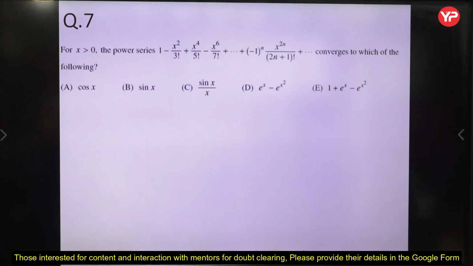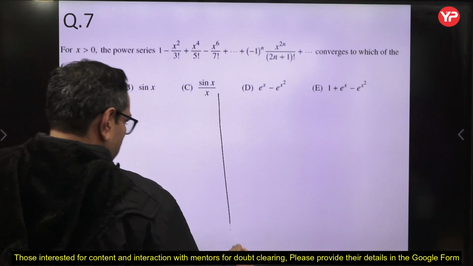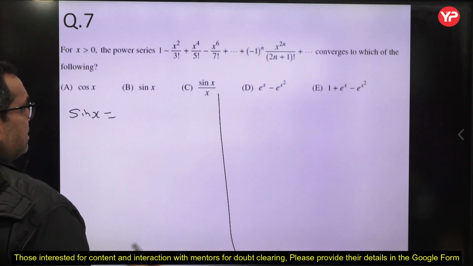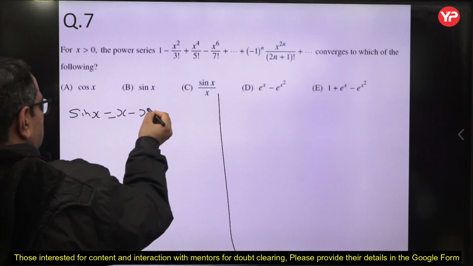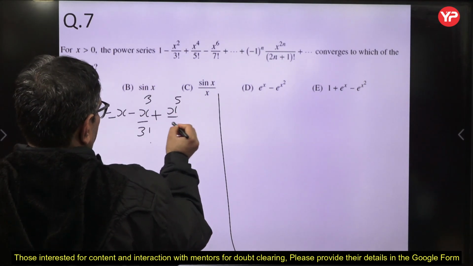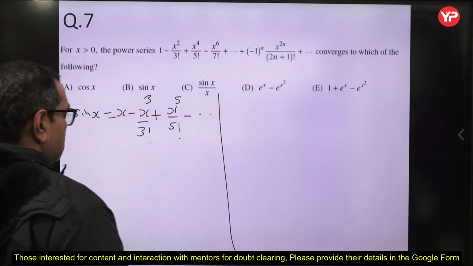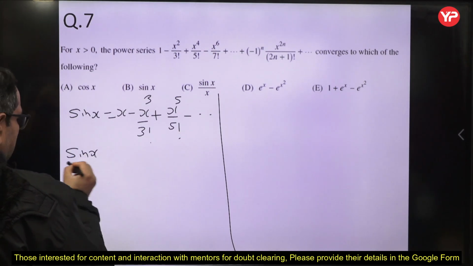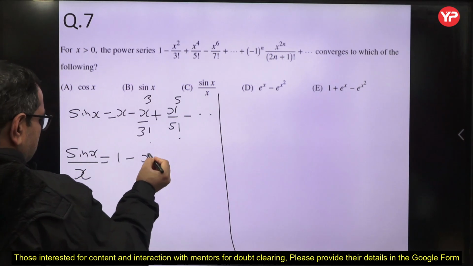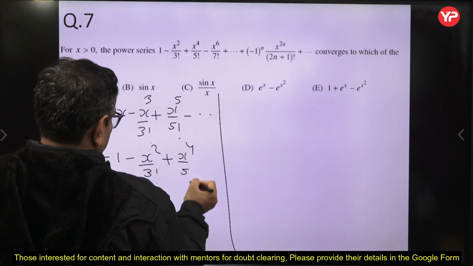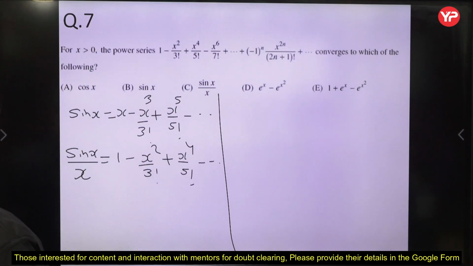So you all know, very simple question. I earlier told you, please remember all the expansions. Sin x, we already know, is x minus x cube upon 3 factorial plus x to the power 5 upon 5 factorial minus and so on. If we divide both sides by x, we get sin x upon x equal to 1 minus x square upon 3 factorial plus x to the power 4 upon 5 factorial minus and so on. So we can check that sin x upon x is the right answer.